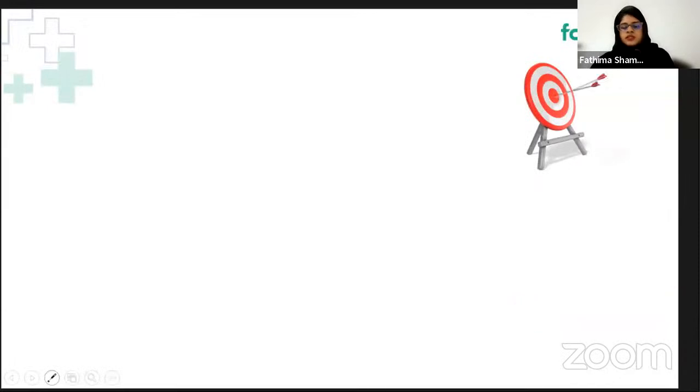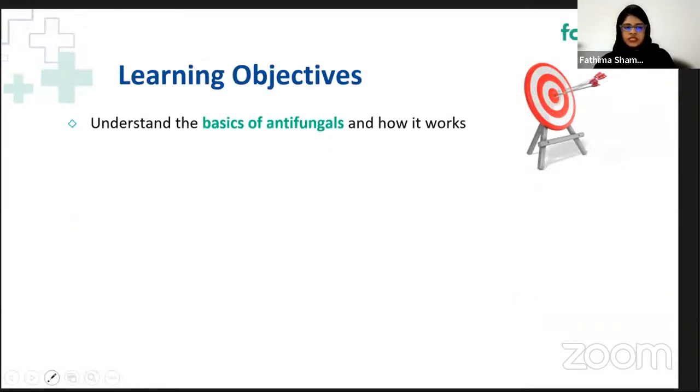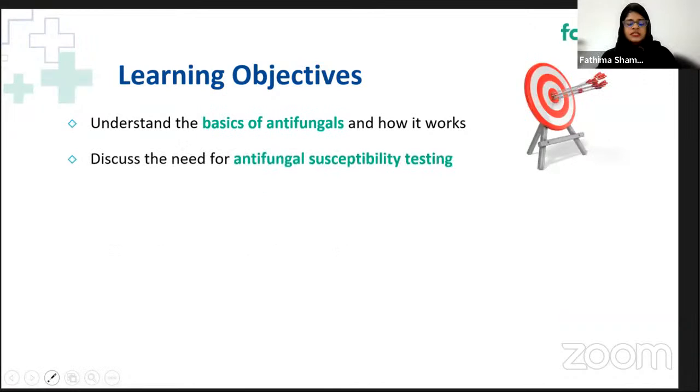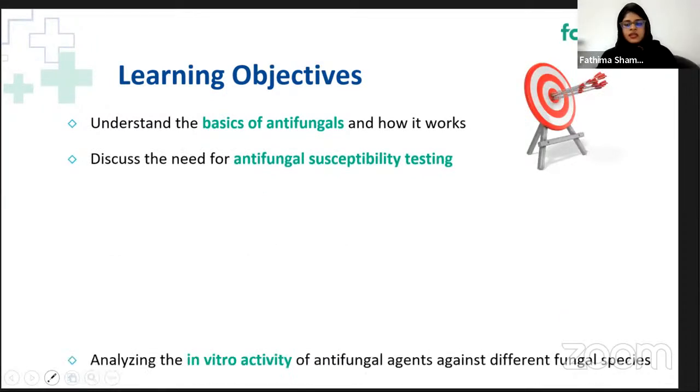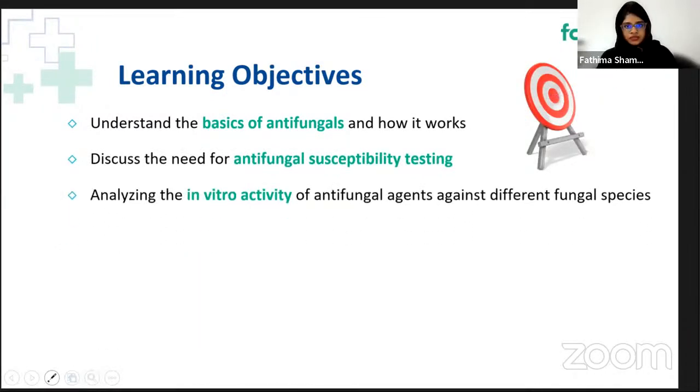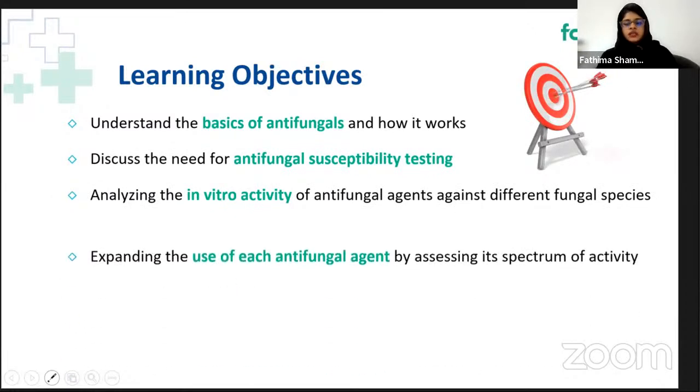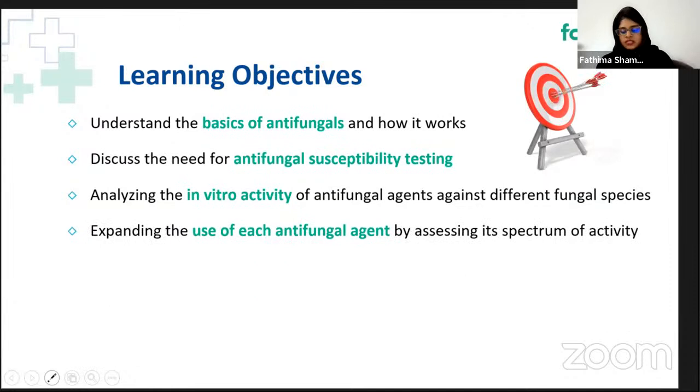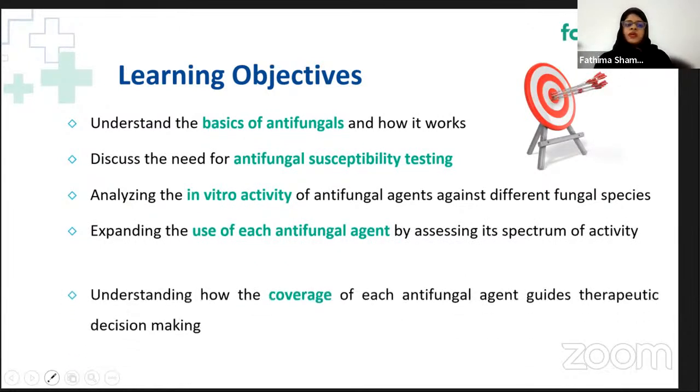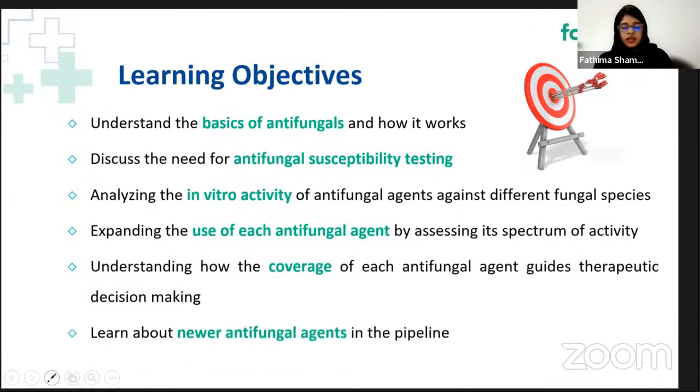By the end of this session, you will be able to understand the basics of antifungals, the need for antifungal susceptibility testing, in vitro activity of antifungal agents against different fungal species, and the use and coverage of each antifungal agent by assessing their spectrum of activity. We are also going to learn about some newer antifungal agents in the pipeline.